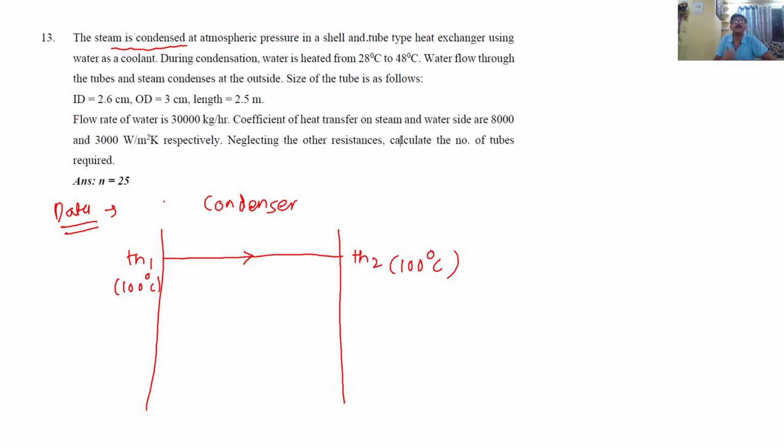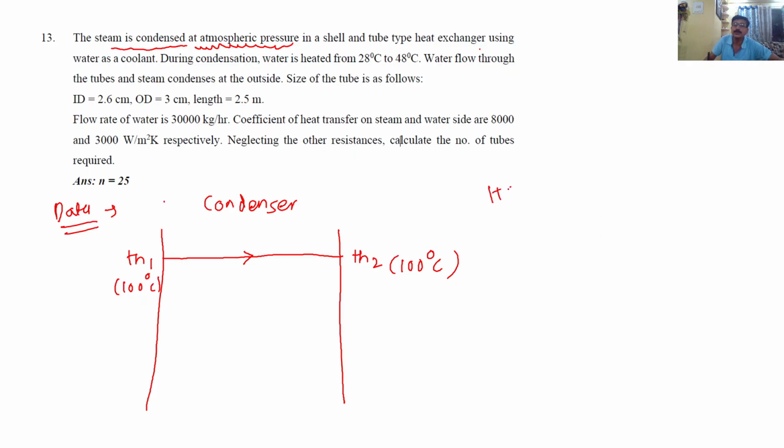This is not given in the problem, but you have to understand that at atmospheric pressure, the steam is condensed always at 100 degrees Celsius. So TH1 and TH2 is 100. The type of heat exchanger is a shell and tube type of heat exchanger using water as a coolant.